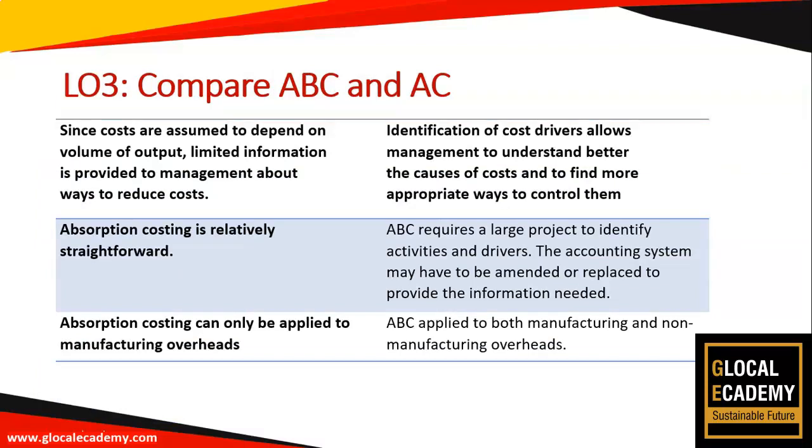So then, since costs are assumed to depend on the volume of output, limited information is provided to the management about ways to reduce cost. Whereas in activity-based costing, because we have a greater idea of what drives costs, we are in a position to control the cost in a better way. Absorption costing is relatively straightforward. There is one pool, one rate, one application, and we are done. Whereas activity-based costing is a relatively large project, relatively complex: multiple pools, multiple rates, multiple drivers, and then multiple applications. So it is lengthy, time-consuming, and complex.